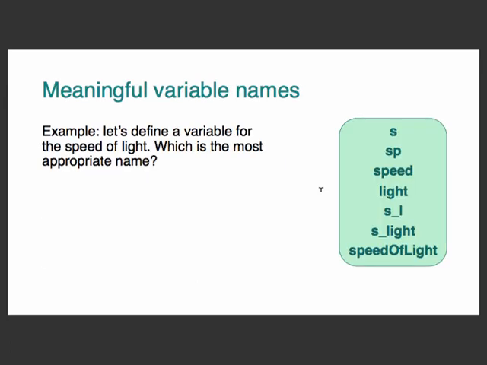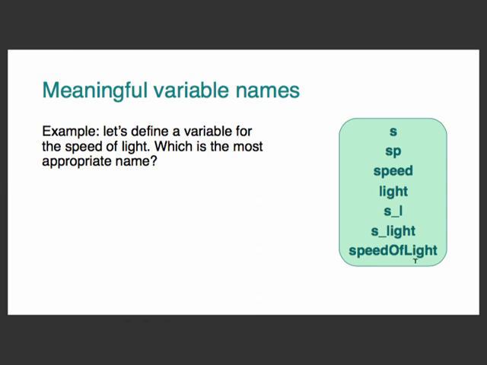Meaningful variable names. Let's define a variable for the speed of light. Which is the most appropriate name? Which do you think is the most appropriate name here? Anyone? The bottom one. Yeah, exactly. It tells you exactly what it means, speed of light.